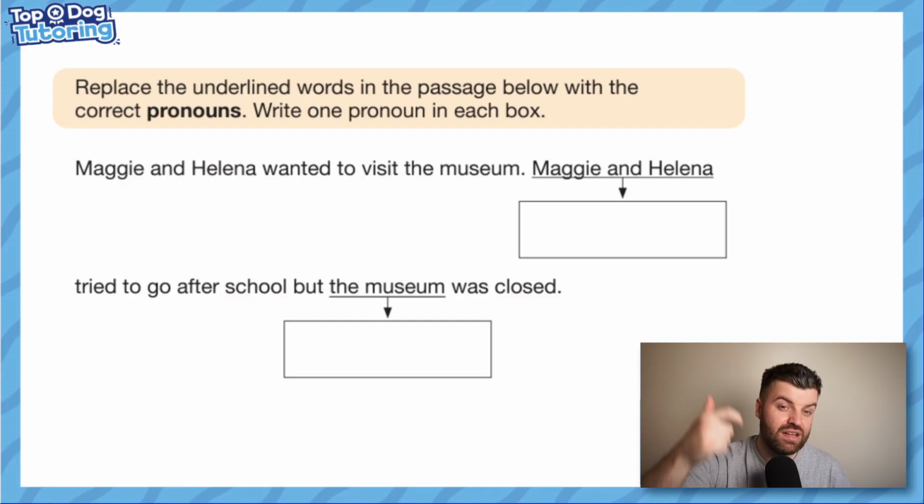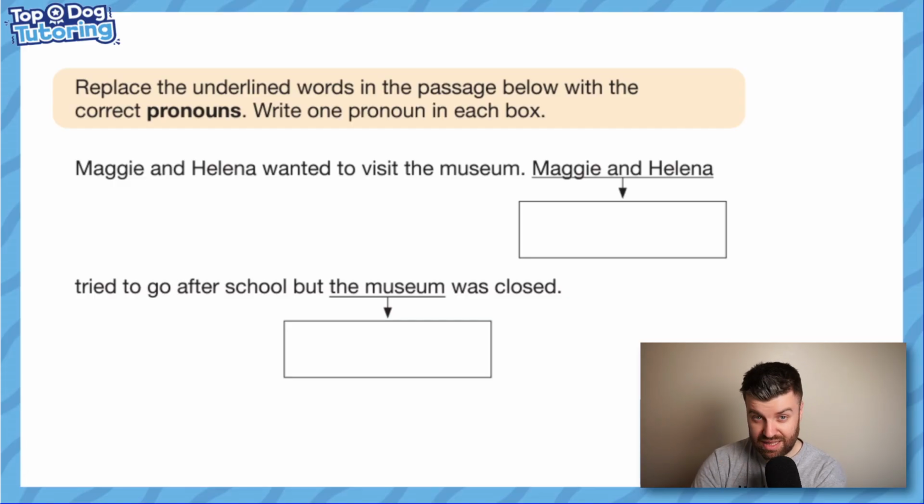Circling, ticking, tables. Now we have questions where we have to physically write in ourselves with good handwriting and, remember, top spelling. If we don't get spelling correct with capital letters, we don't get the mark. This is a GPS paper. Replace the underlined words in the passage below with the correct pronouns. Write one pronoun in each box. Maggie and Helena wanted to visit the museum. Maggie and Helena tried to, well, we know here, don't we?